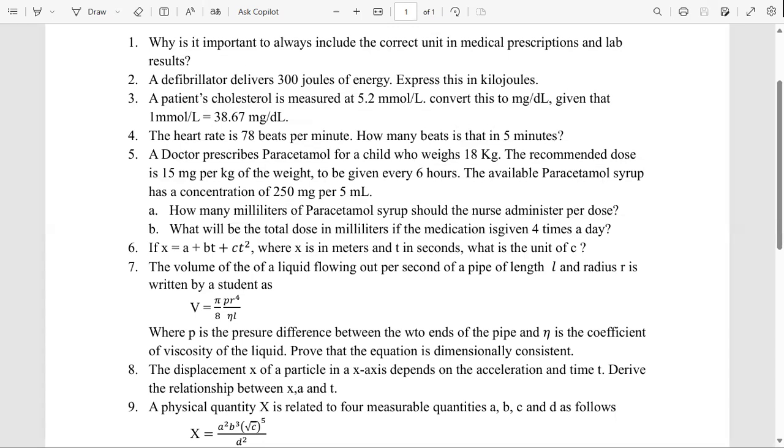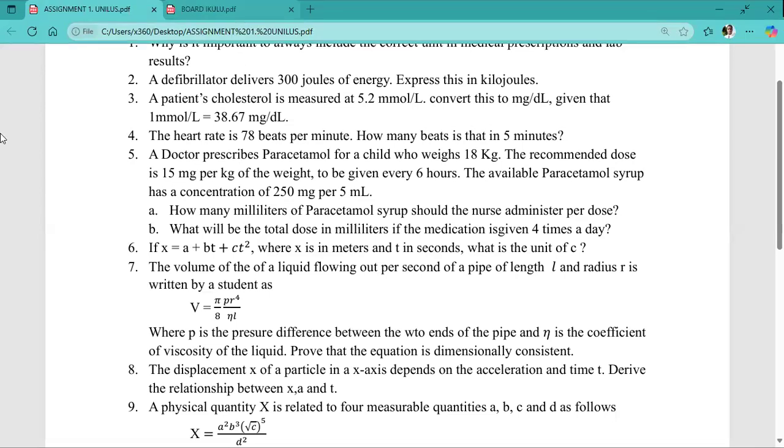Okay, so let's continue with questions on units and measurements, of which question one is saying, why is it important to always include the correct unit in medical prescriptions and the lab results? So this question is more of requiring theory. I explained some of the importances of this topic when we started learning, and those are the things that you're supposed to bring in on question one.